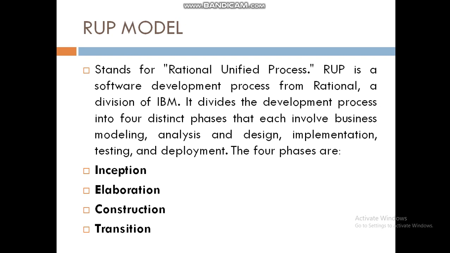It divides the development process into 4 distinct phases, each of which involves business modeling, analysis and design, implementation, testing and deployment. So in the RUP model, all the software development life cycle phases are divided into 4 phases, that is inception, elaboration, construction and transition. The RUP model is mainly useful for object-oriented programming.